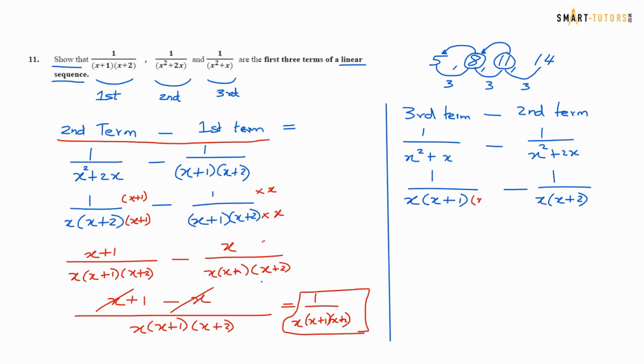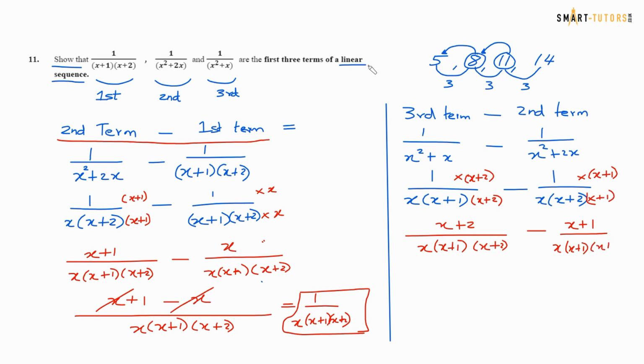I'm going to times it by x plus 2, and if I times the bottom by x plus 2, the top also gets times x plus 2. Here I'm going to times it by x plus 1, and top also by x plus 1. So now both bottoms are going to be x(x plus 1)(x plus 2), and the top here is x plus 2 minus x plus 1, over x(x plus 1)(x plus 2).